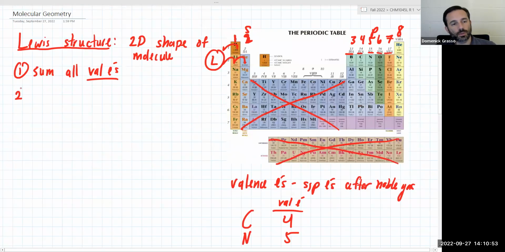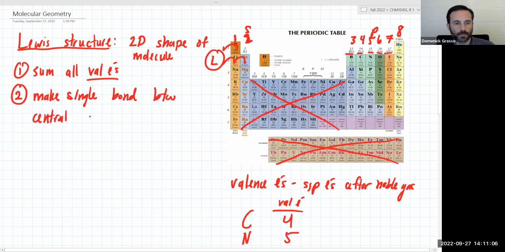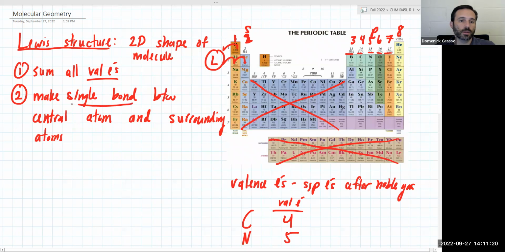All right, step 2 is we're going to make a single bond between our central atoms and the surrounding atoms. This is maybe new terminology that we haven't talked about yet. If you haven't talked about it, not a big deal. That's why we're going through it today. We want single bonds. We want to talk about central atoms. We want to talk about surrounding atoms.